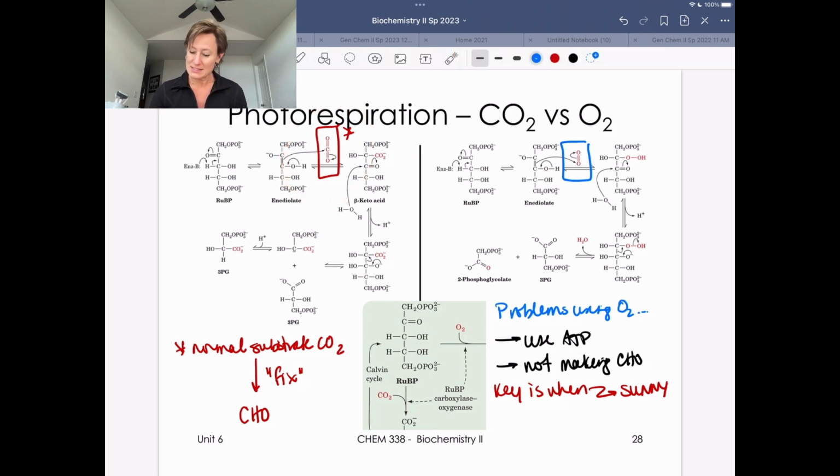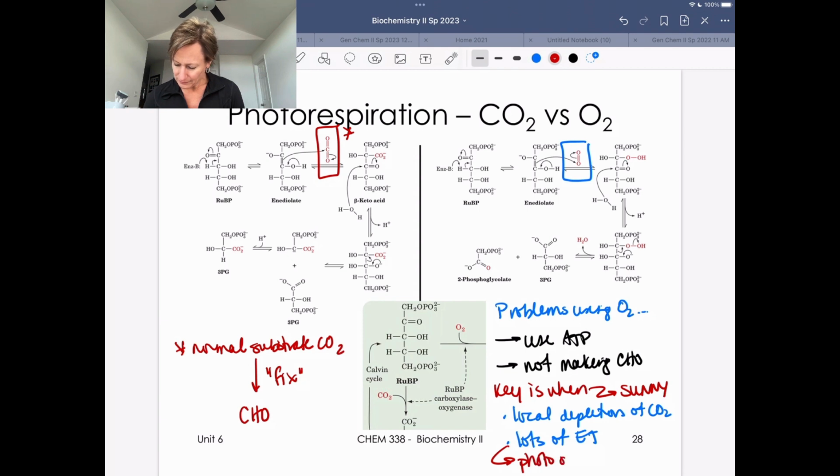Okay, so again, the situation why this happens is when it's sunny, we're going to have a local depletion of carbon dioxide. But we're going to have lots of electron transport happening, and that is again going to make sure that we don't have a deficit in our ATP production. But the problem is when we've got lots of electron transport, this can ultimately cause photooxidative damage. And that can be lethal to a plant.